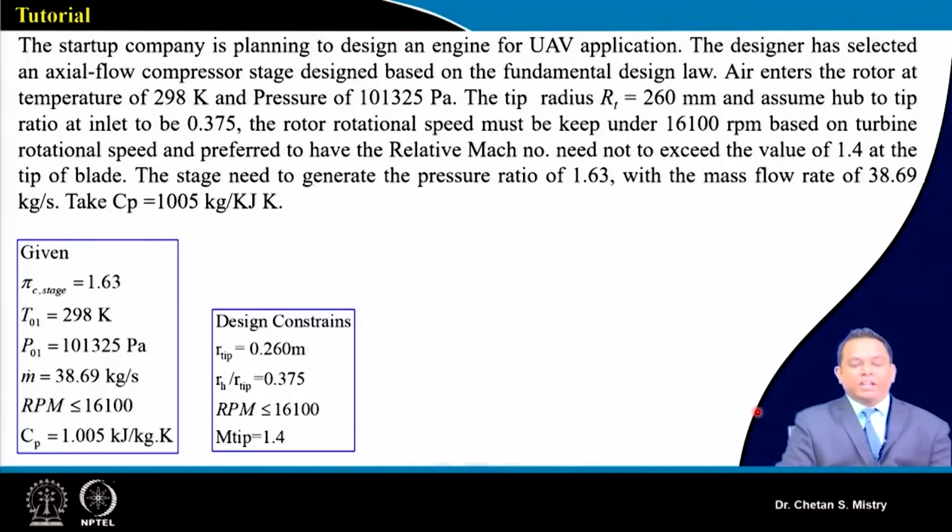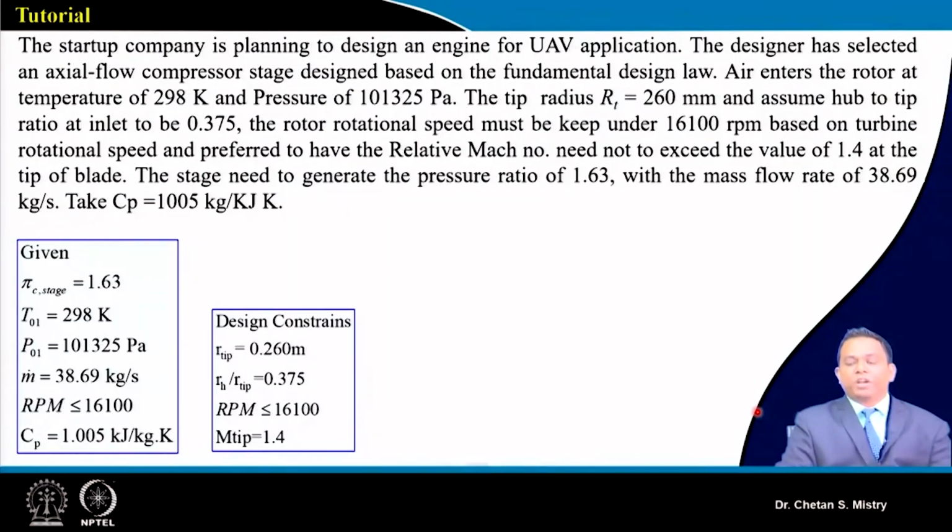The designer has selected an axial flow compressor stage that is designed based on the fundamental design approach. The air enters the rotor at a temperature of 298 Kelvin and a pressure of 101325 Pascal. You can say that is your atmospheric condition, and that too on the ground. Now my tip radius is 260 mm, and assume the hub to tip radius ratio at the entry to be 0.375. As we have discussed, when we design our front stages, it is in this range only.